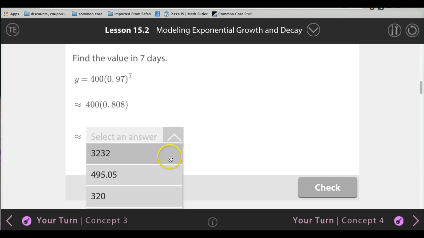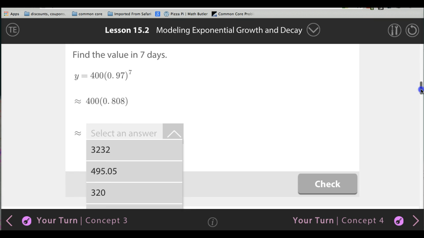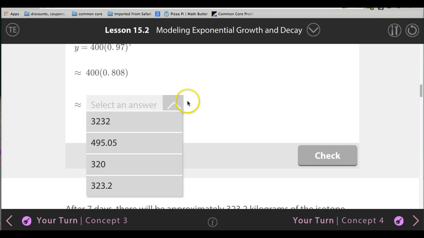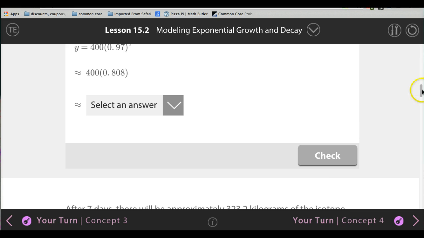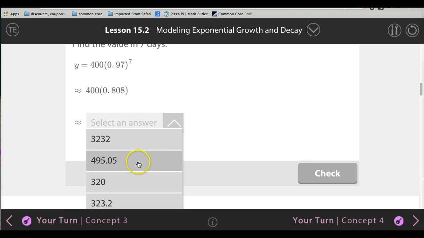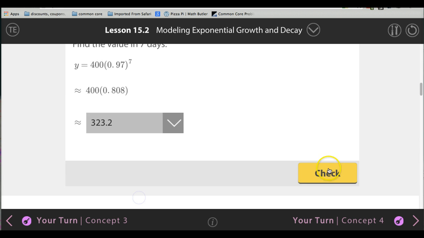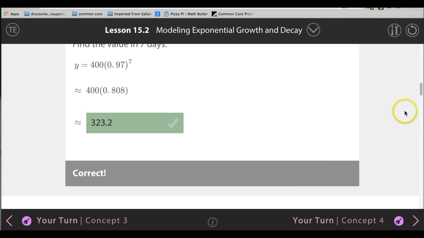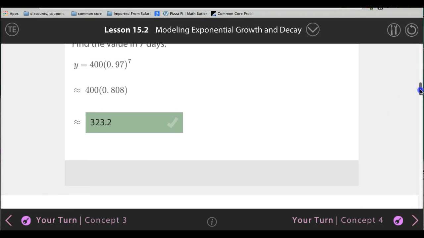So should I just guess over here? Okay, I can't do it. I'm going to actually multiply. Unless they have the answer down here. Yes, 323.2. Now, I don't even know why they do that, but okay. That's why you use this page just to study.